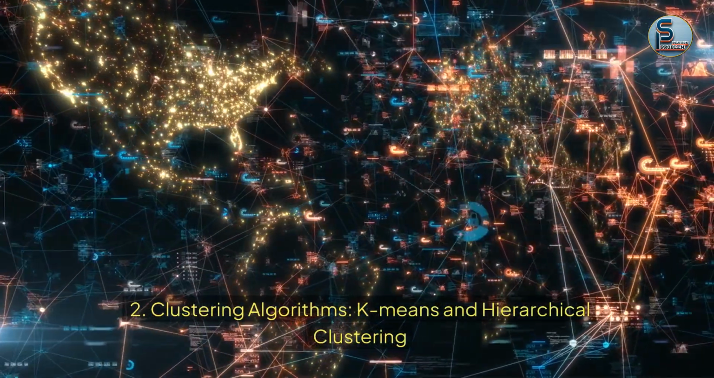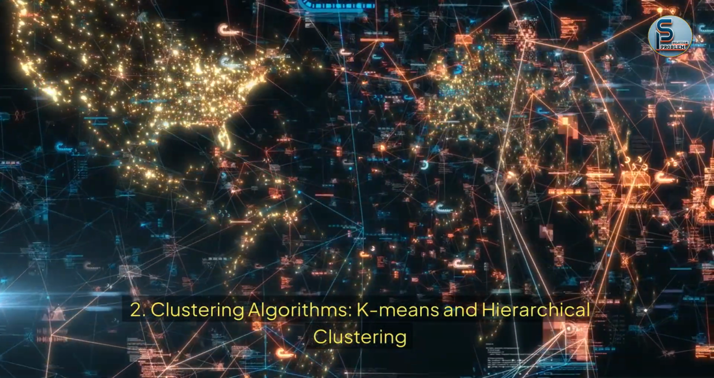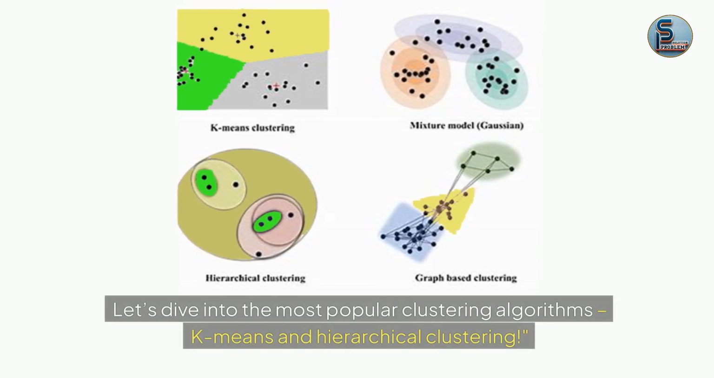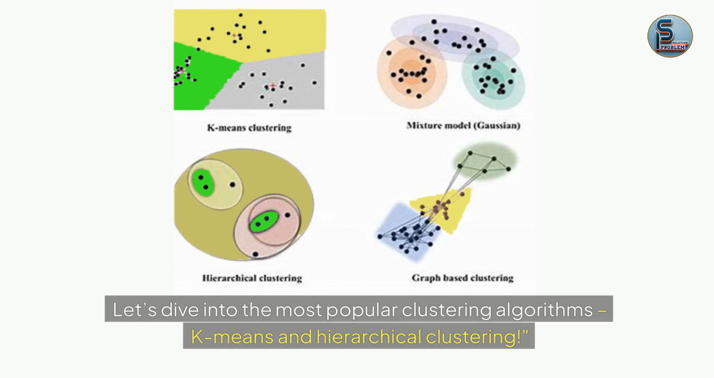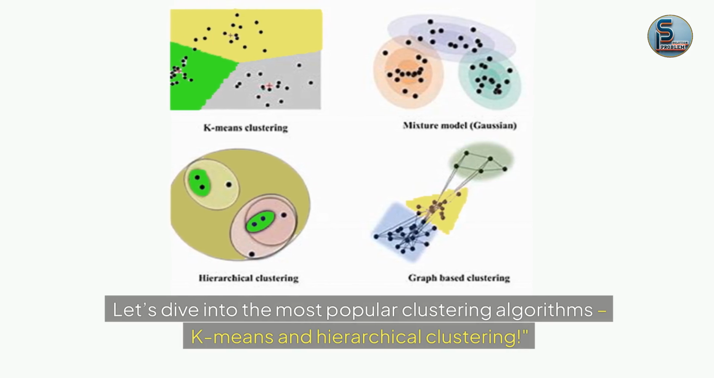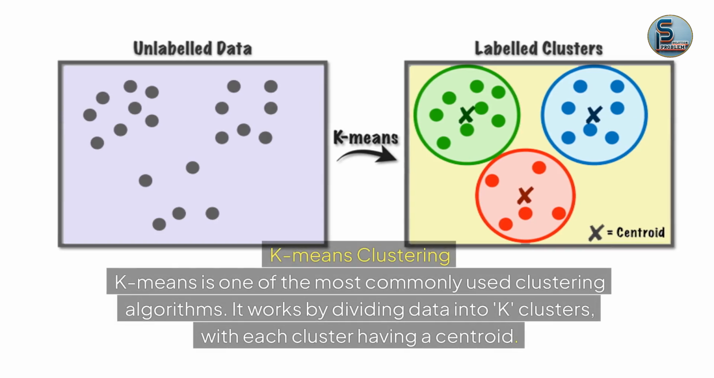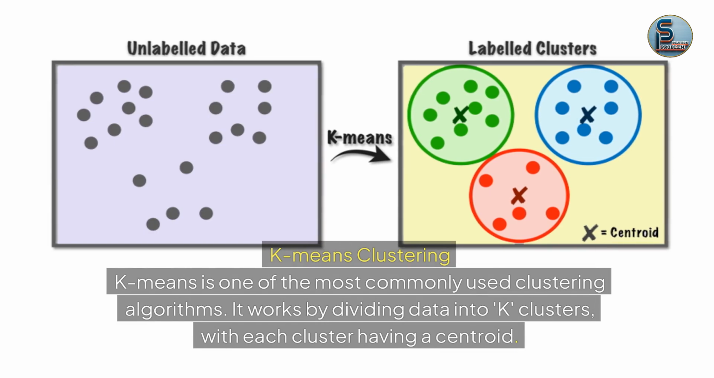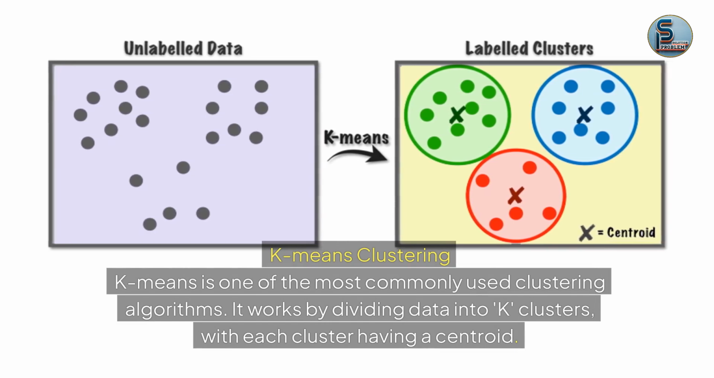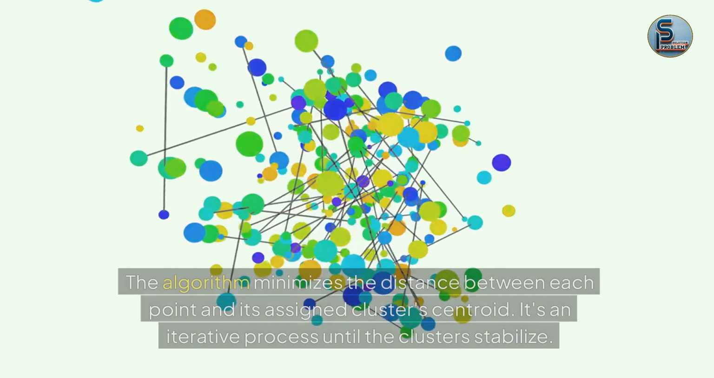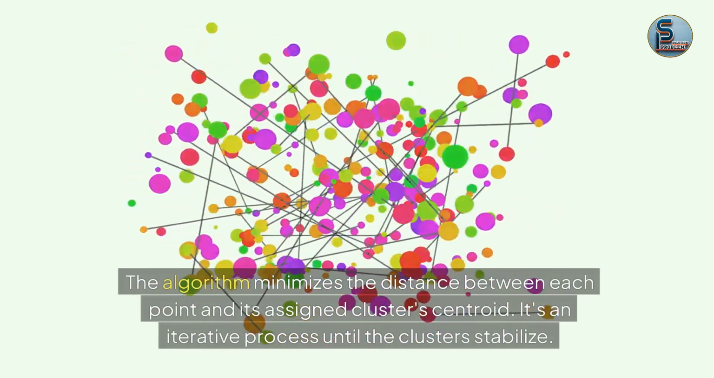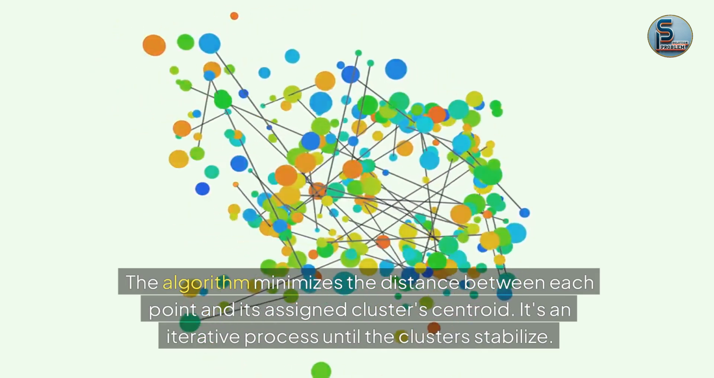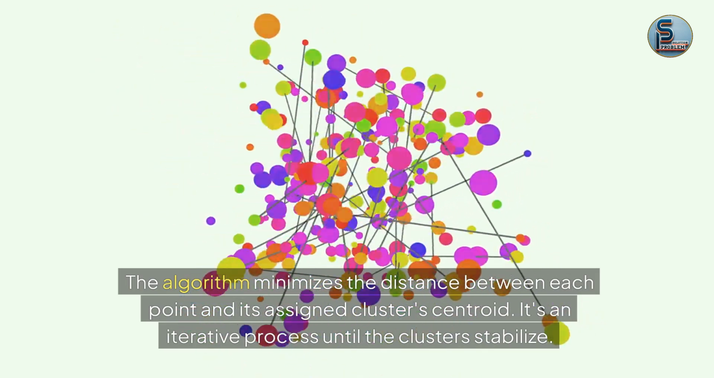2. Clustering algorithms, K-means and hierarchical clustering. Let's dive into the most popular clustering algorithms, K-means and hierarchical clustering. K-means clustering. K-means is one of the most commonly used clustering algorithms. It works by dividing data into K clusters, with each cluster having a centroid. The algorithm minimizes the distance between each point and its assigned cluster's centroid. It's an iterative process until the clusters stabilize.